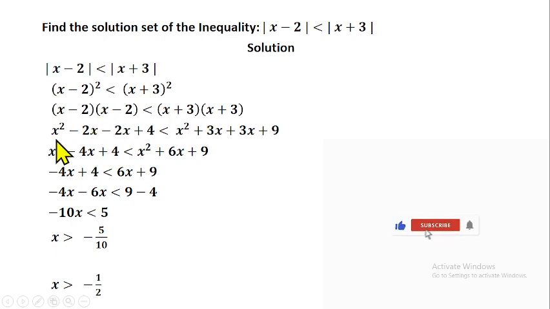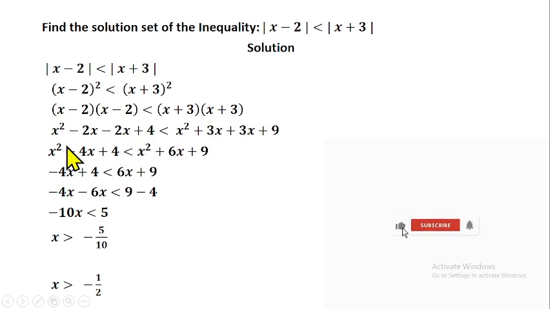s times s will give us s squared. s times minus 2 will give us minus 2s. Minus 2 times s will give us minus 2s. Minus 2 times minus 2 will give us 4. Less than s times s will give us s squared. Then s times 3 will give us 3s. 3 times s will give us plus 3s. 3 times 3 will give us plus 9.